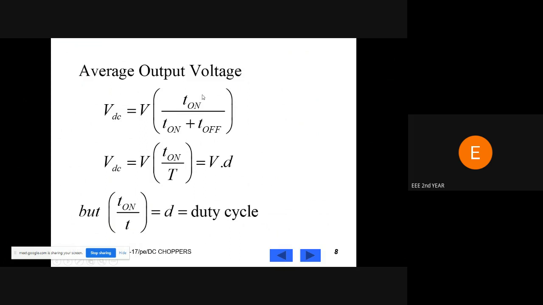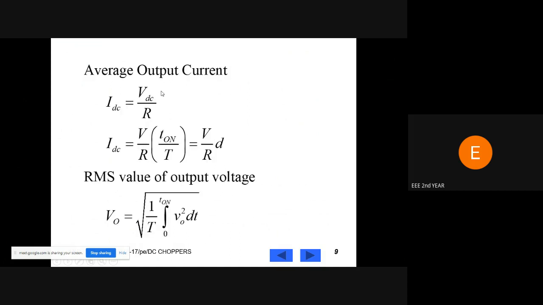So the output which was produced only during the on time period is taken in the numerator, and the period of T on plus T off is taken as the total time period T, which is rewritten as V into T on by T. So T on by T is assumed and taken as the duty cycle D. So that equation VDC is expressed in terms of V into D.